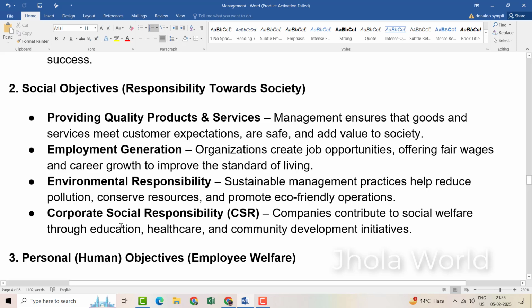And the last one under social responsibility is CSR, which is very prominent. Companies contribute to social welfare through education, healthcare, and community development initiatives. Yes, a small part of profit of the organization goes towards the community development in the field of research, education, healthcare, making schools, hospitals, road, etc. So CSR is one of the most prominent social objective of a organization or the management.